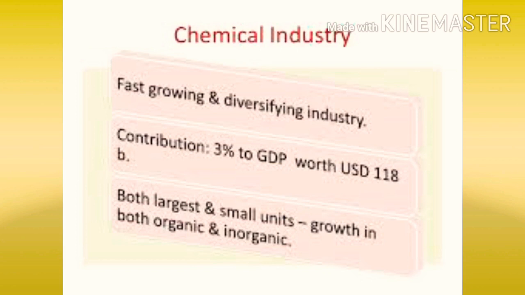The contribution of chemical industry to GDP, that is gross domestic product, is only 3%. On the basis of its size, the chemical industry is considered the third largest industry in Asia and it occupies 12th place in the world.